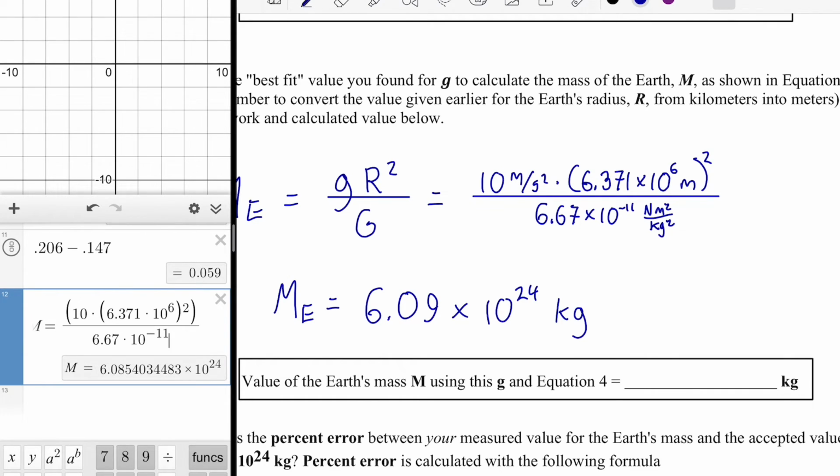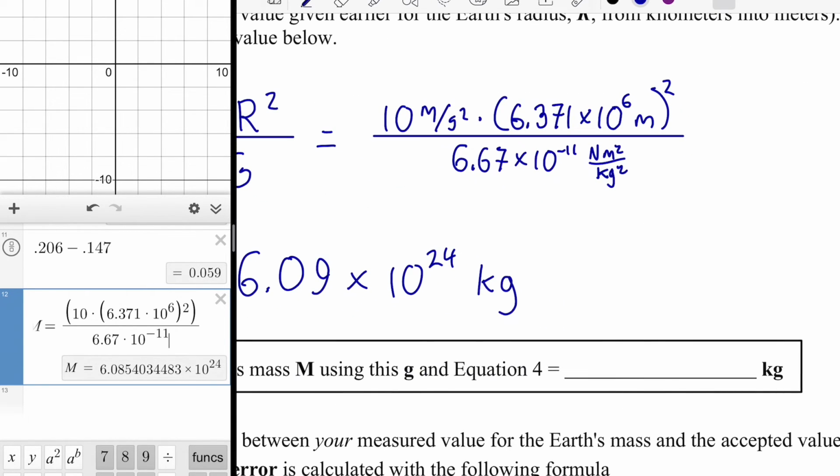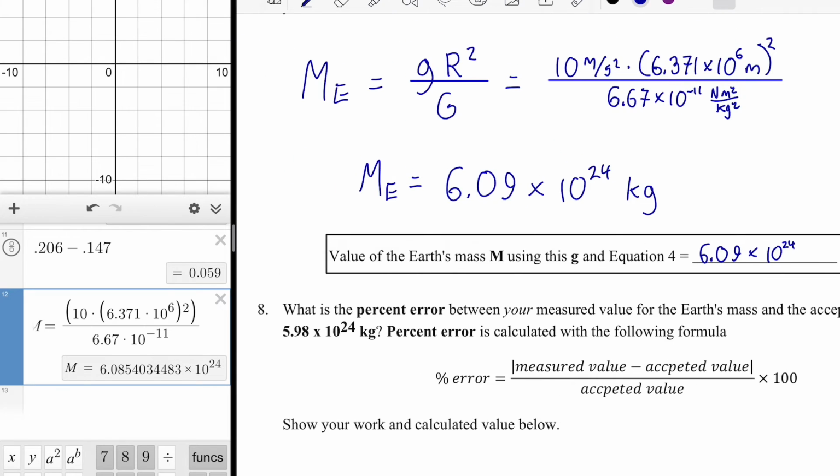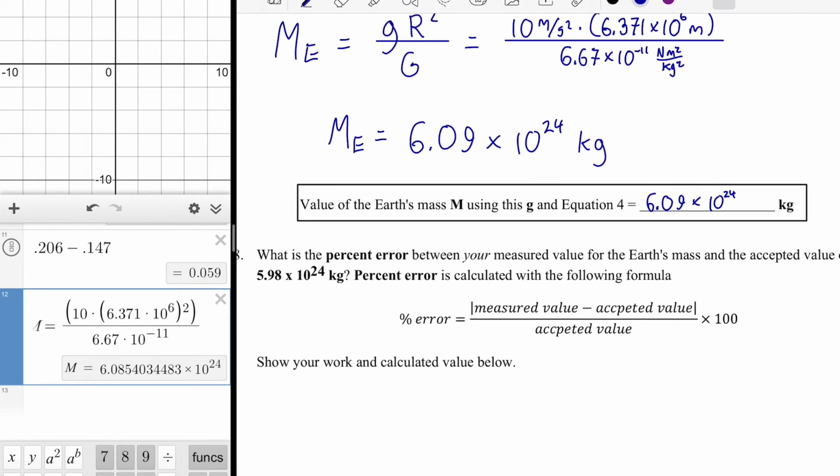And now we're actually going to put that number in here. So the value of Earth that we got, I'll just reproduce it over here. So 6.09 times 10 to the 24 kilograms. And then you're going to calculate the percent error. How close is this to the expected value, what you call the accepted value of 5.98?